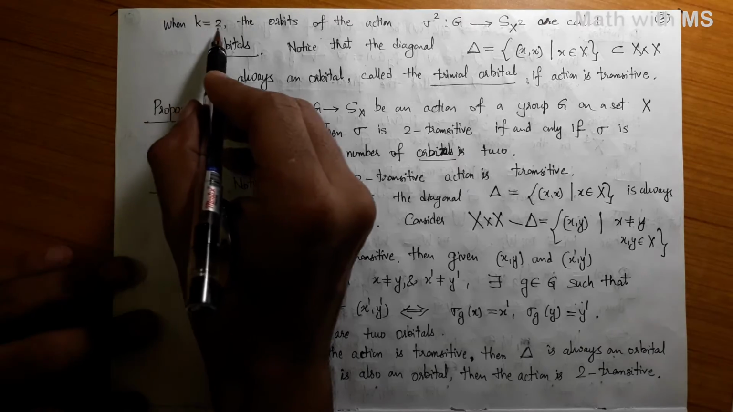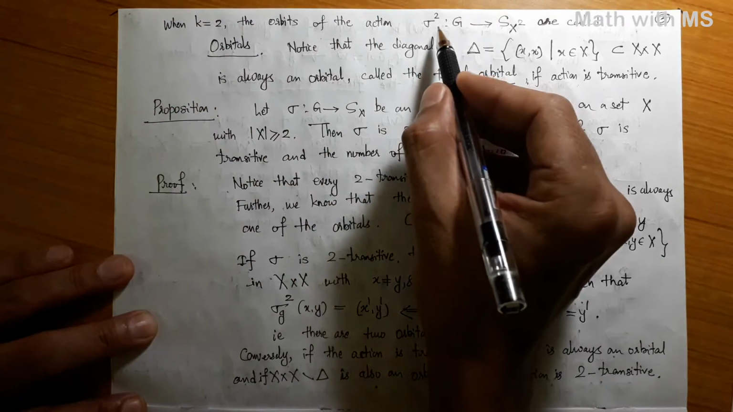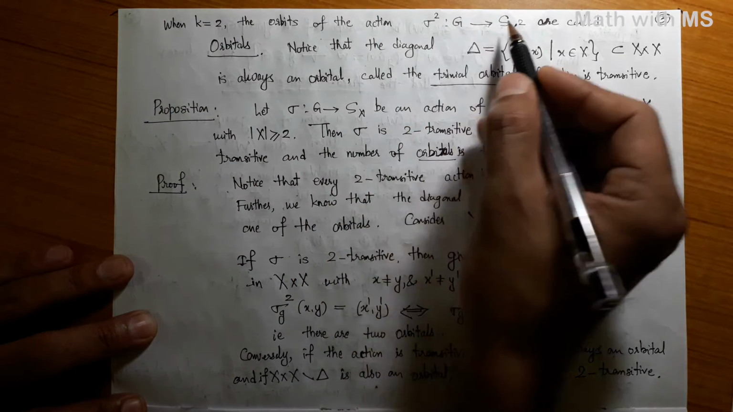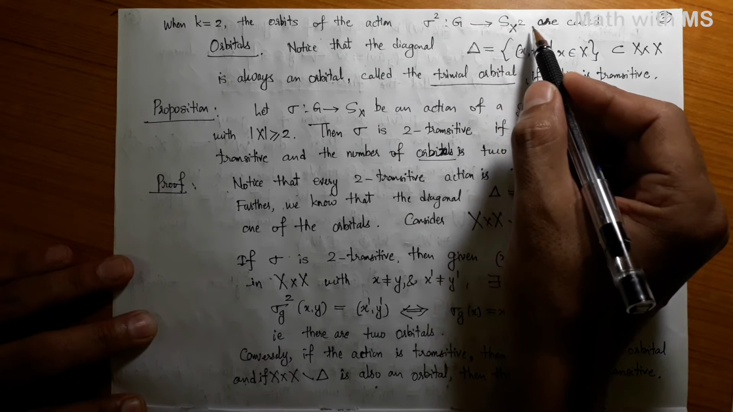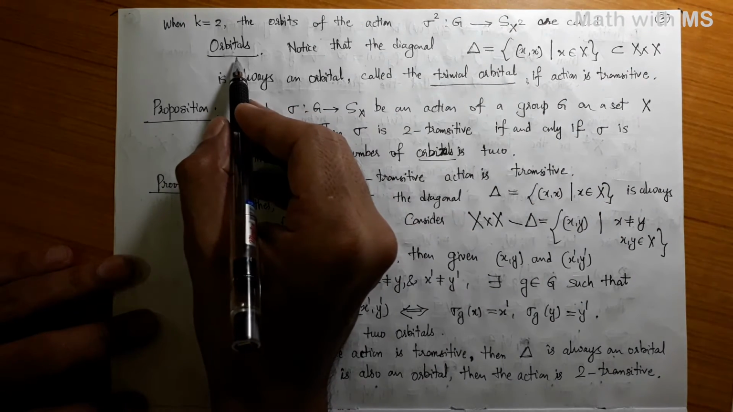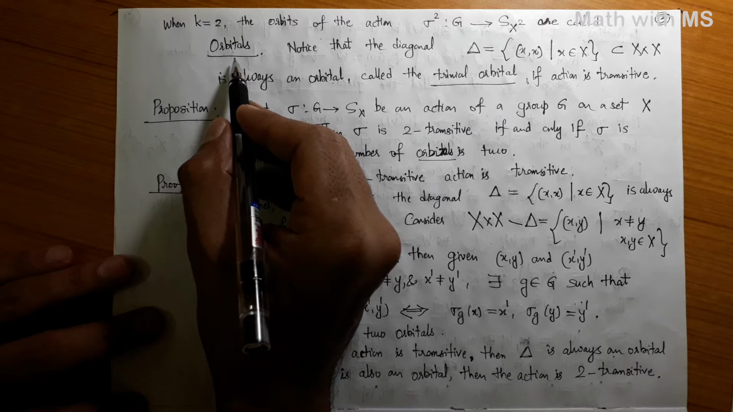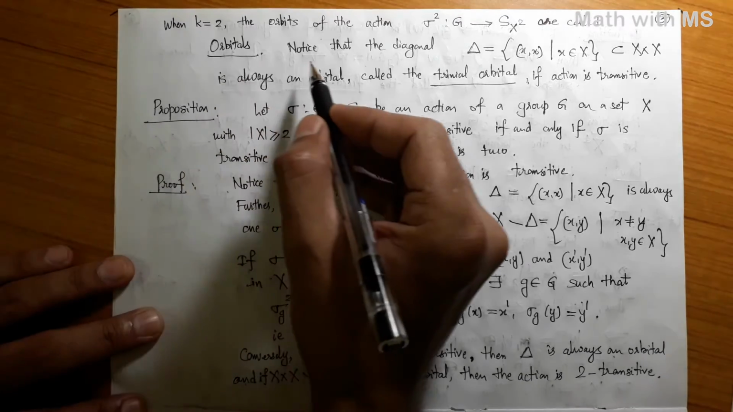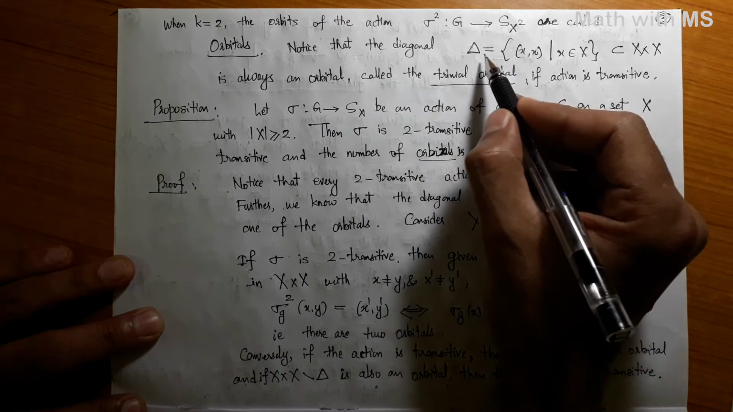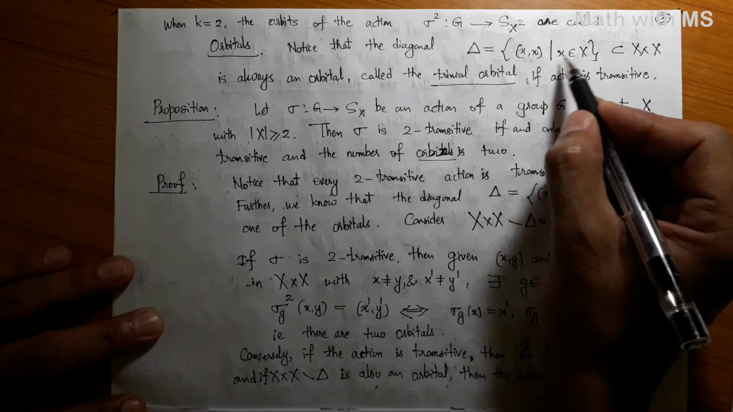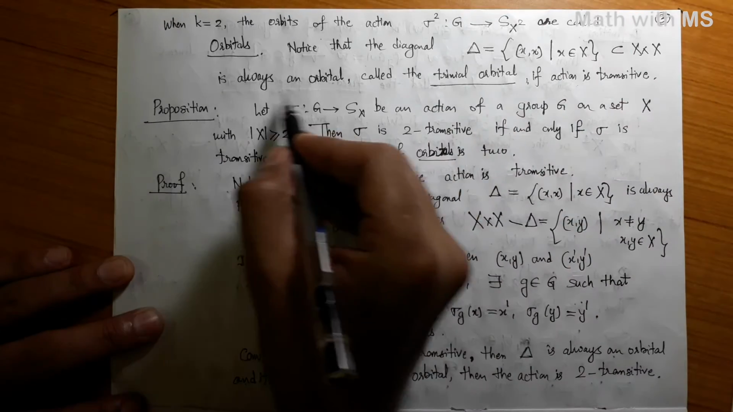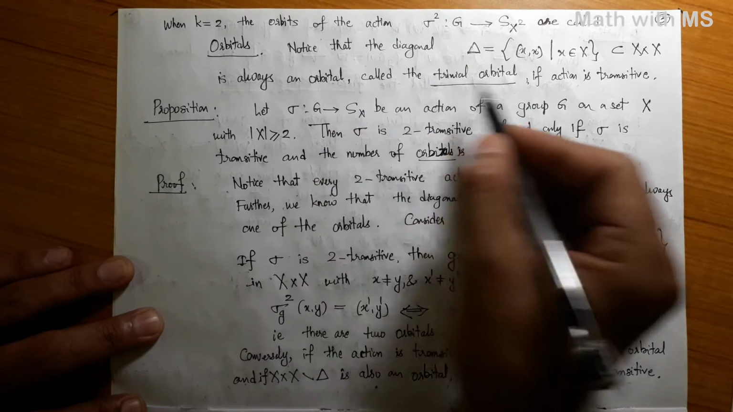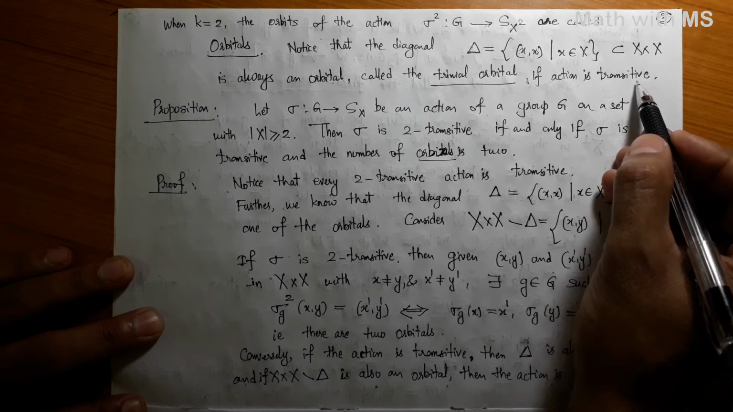Specializing to the case k equal to 2, the orbits of the action sigma 2 from G to the symmetric group on X cross X are called orbitals, and they are going to play a role later on in our study of permutation representations associated to an action. So notice that the diagonal delta, which consists of xx such that x is in X, is always an orbital provided the action is transitive, right?